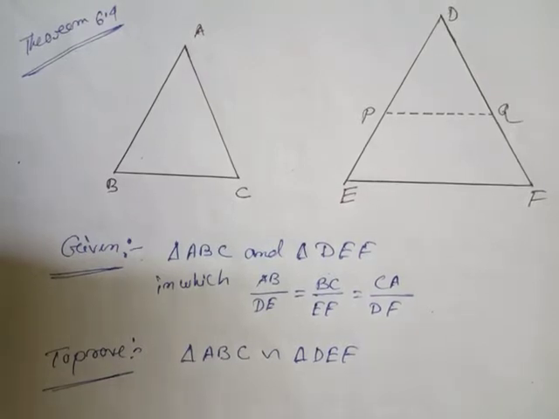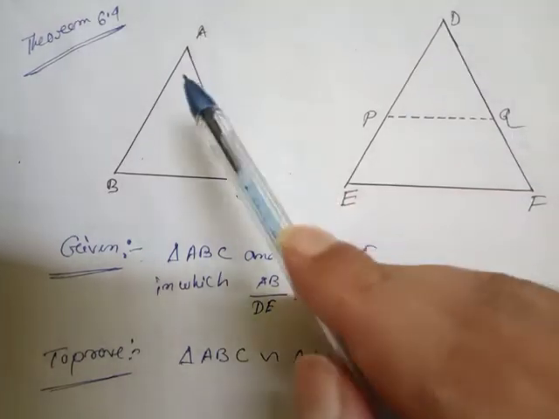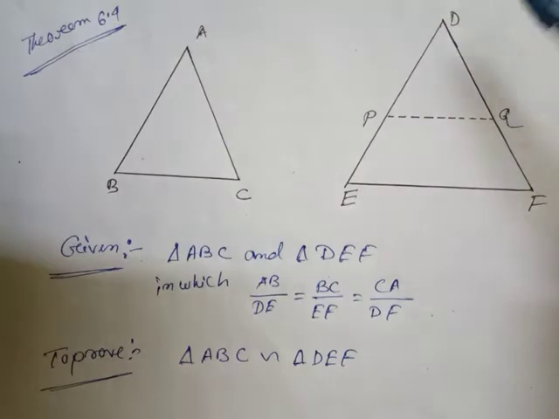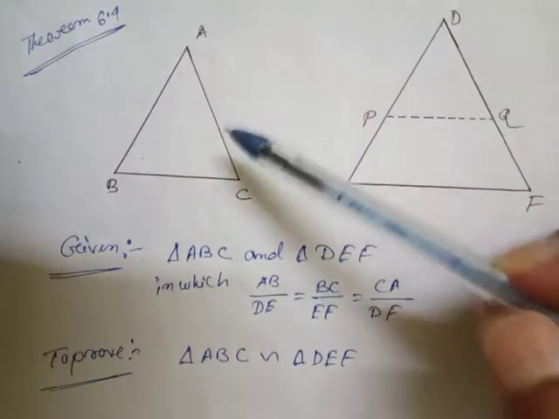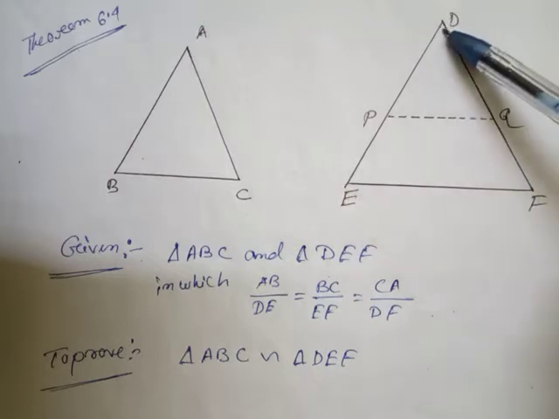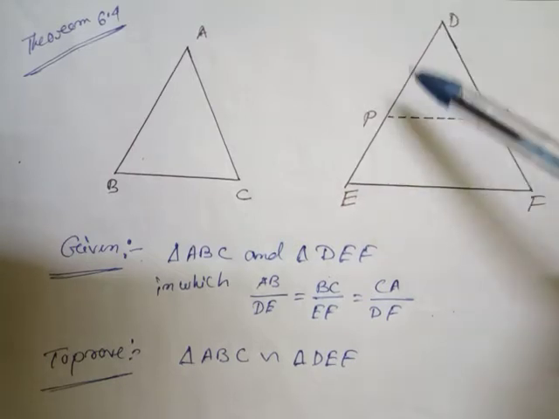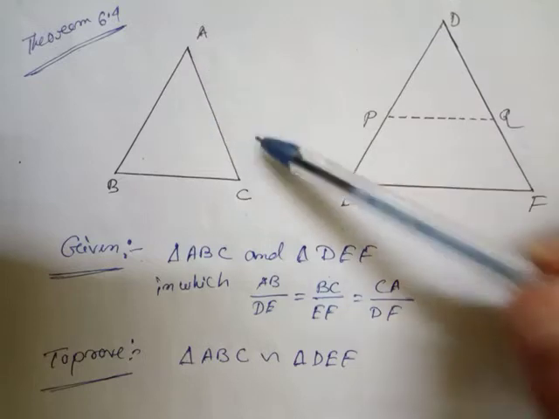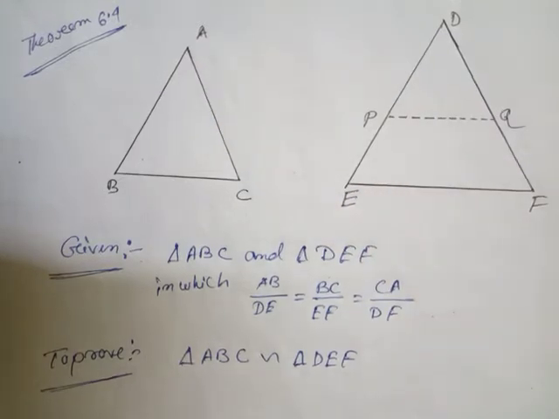Student, here also AB and DP, and AC equal to DQ. If I cut this portion here, in place of DE, if I cut DP and DQ, DP is equal to AB and DQ is equal to AC. So we'll write here now the construction part.